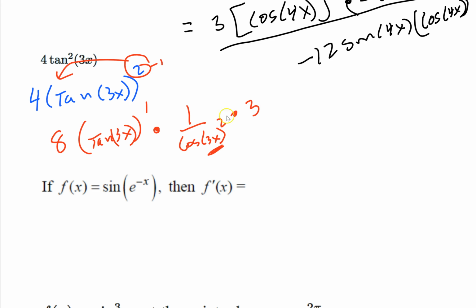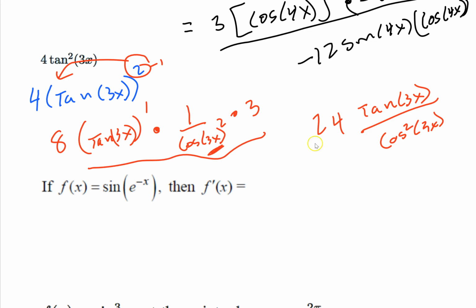If you want to simplify, you can: 24 times tan 3x over cosine squared 3x. Again, you don't have to do that unless they specifically ask you, but that's what it looks like. Right, so this or this. Couple more.